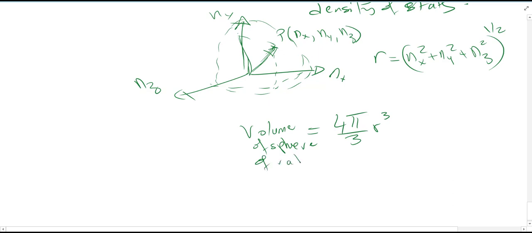Of radius r. The trouble with that is that nx, ny, and nz are all positive integers. So we cannot really consider the entire sphere, because the entire sphere is made up of this section, plus another one on the other side, that's 2, plus another one on this side, that's 3, plus another one opposite to it, that's 4, but that's only half a dome.